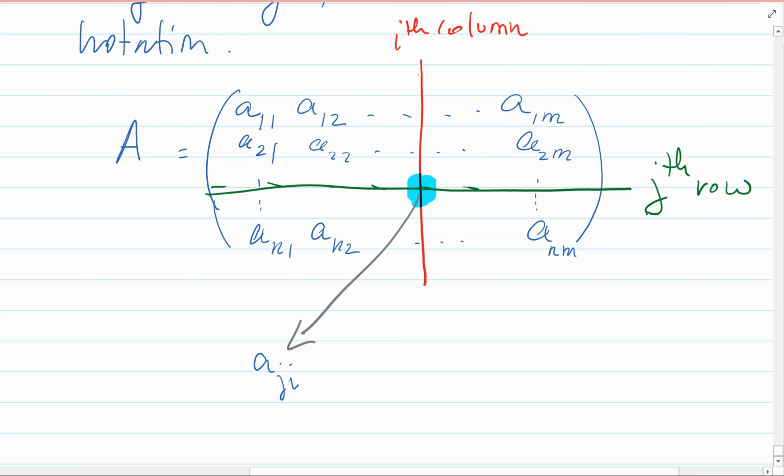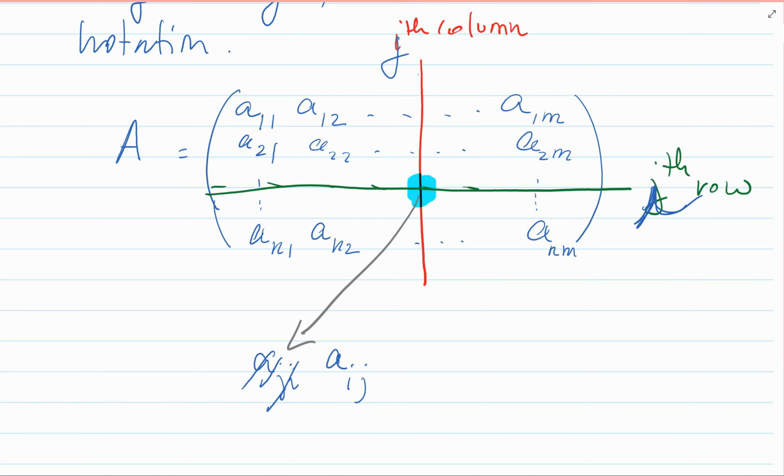What if I replace now the ith with the jth, I consider the jth column with the ith row. So in this case, we are not going to use ji, but we're going to use ij. So the first index stands for the rows. The second index stands for the columns. It doesn't matter.